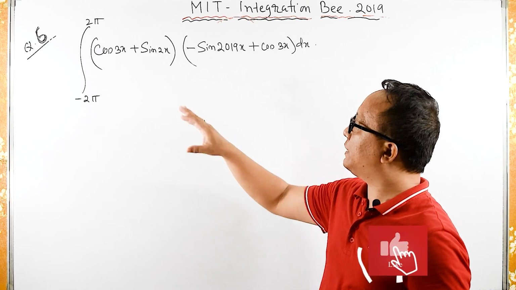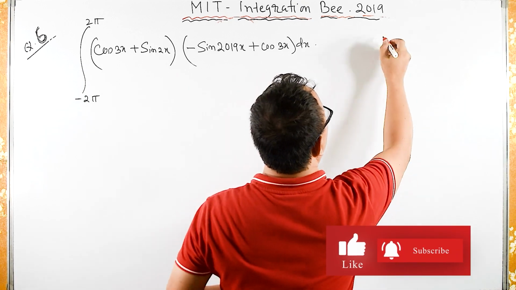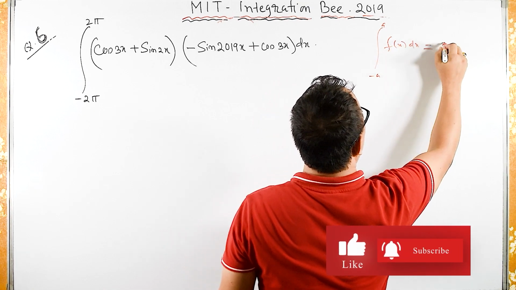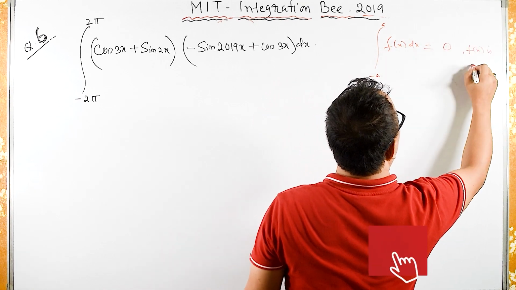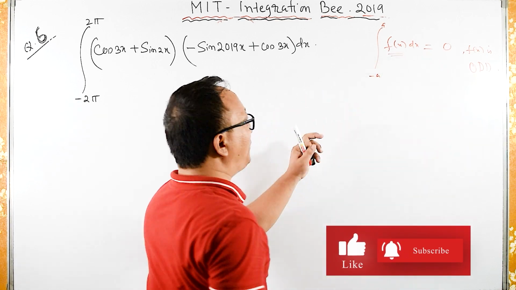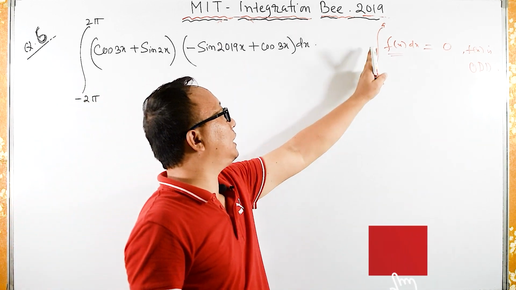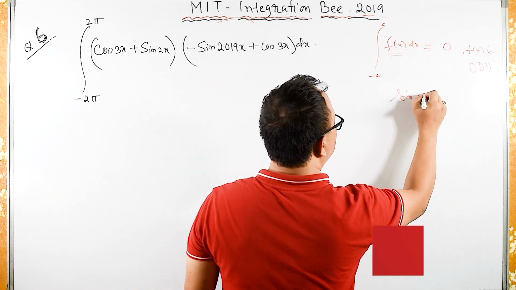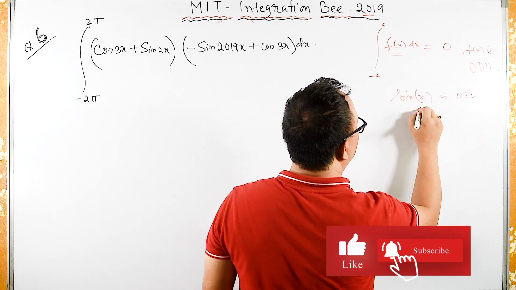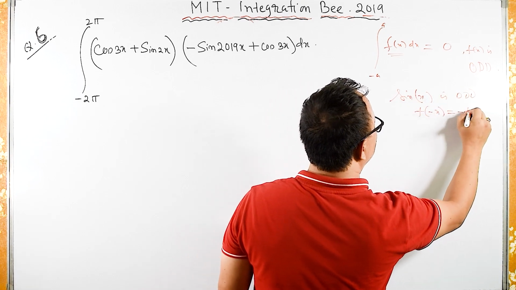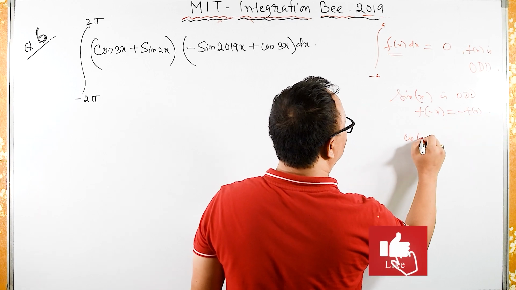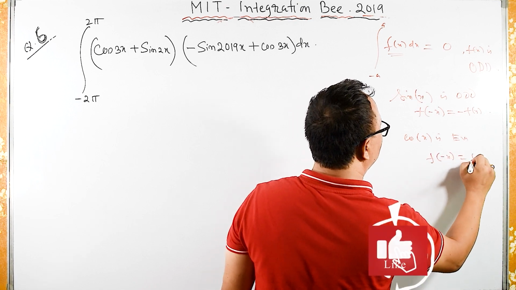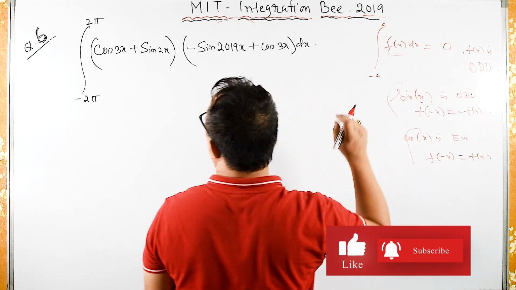Cos x is an even function as well as sin x is an odd function. Remember, integral from minus a to a of f of x dx is equals to 0 when f of x is an odd function. If f of x is an odd function, then the integral from minus a to a becomes 0, and sine of x is an odd function. Why? Because f of minus x equals minus f of x, as well as cos of x is an even function, meaning f of minus x equals f of x. So these fundamentals we have to use over here.